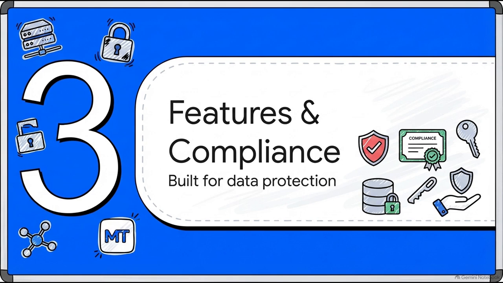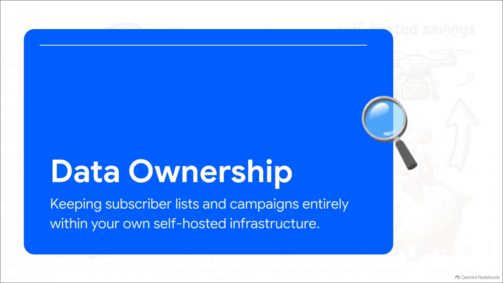Section 3. Core features and compliance. Built for data protection. Because, beyond just designing beautiful emails, we really have to talk about how this tool handles your most sensitive community information. And this brings us to a fundamental shift: data ownership. By self-hosting Mailtrain, you take total, uncompromised control of your data. Your subscriber list isn't just sitting out there on some massive third-party commercial server. It lives entirely within your own self-hosted infrastructure.